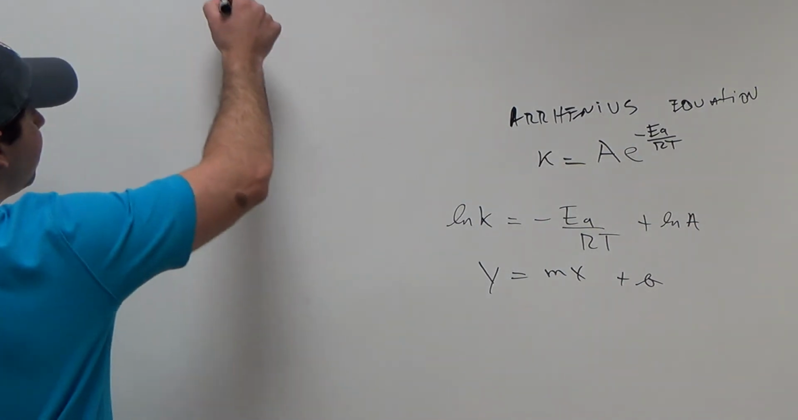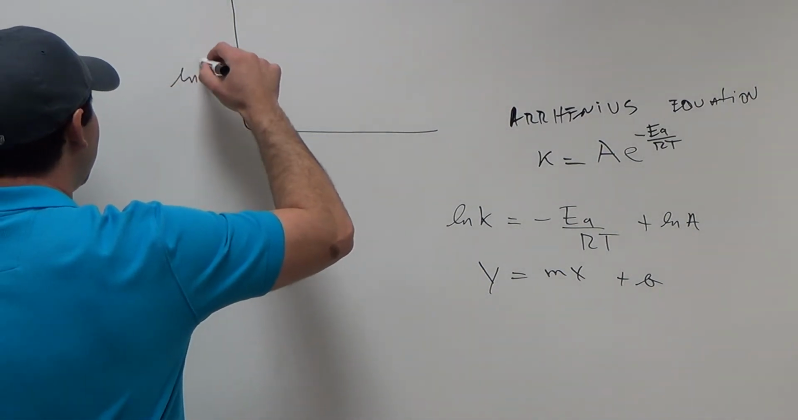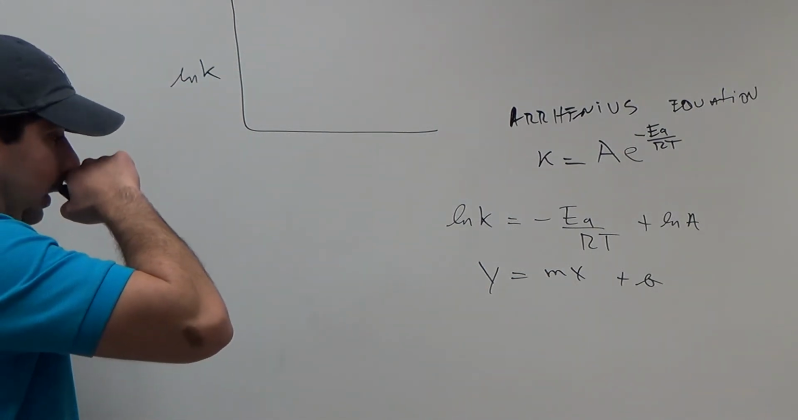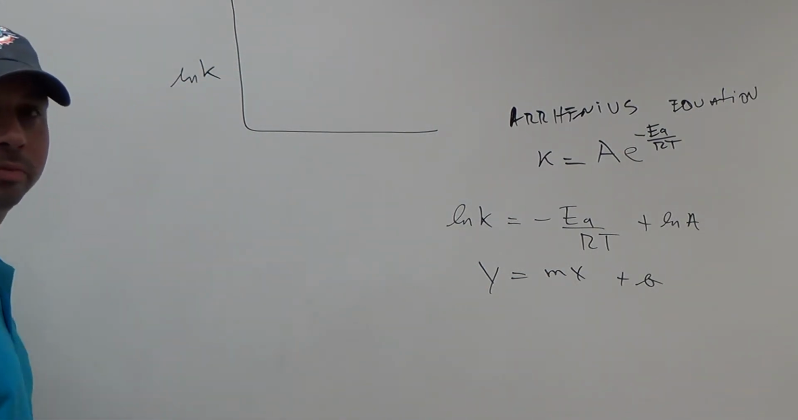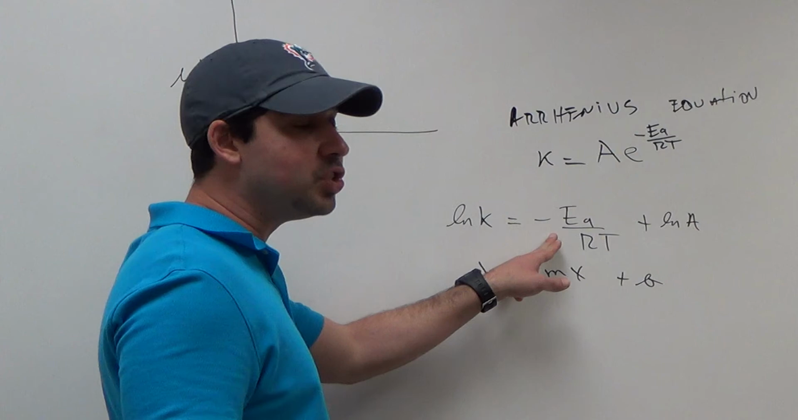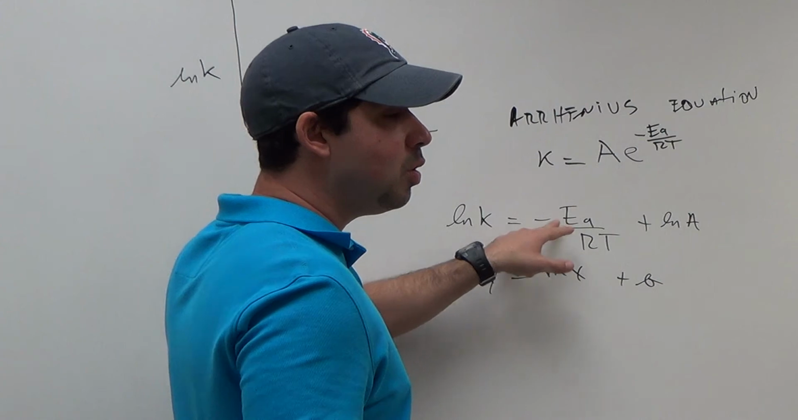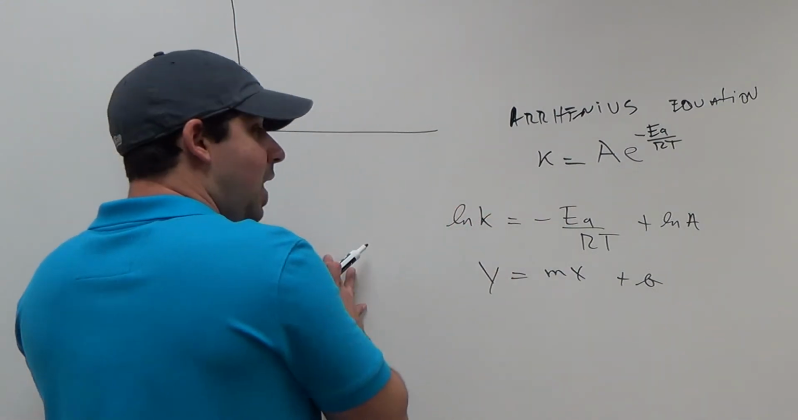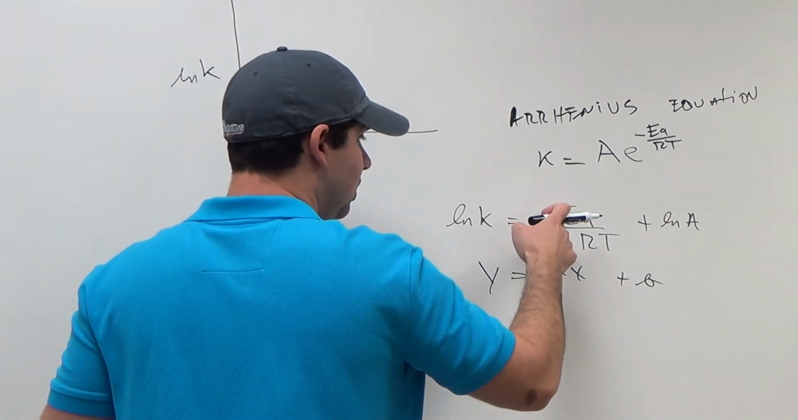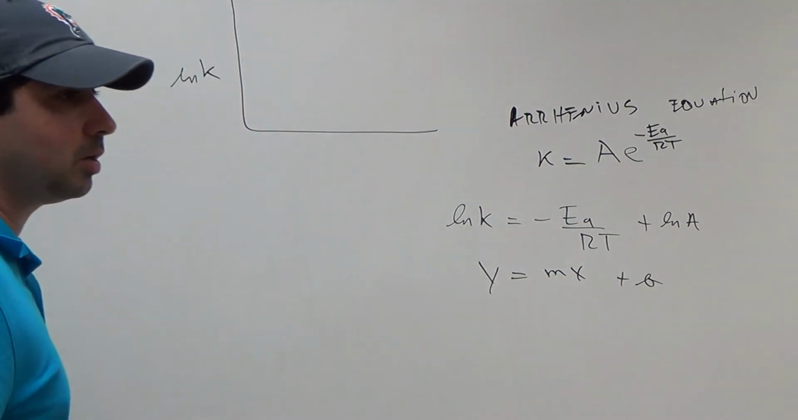When I draw this graph, what's going to be on the y-axis? ln of k. And what is going to be on the x-axis? Okay, does the energy of activation change? Is this number changing? No. This number is not changing for the specific reaction. One reaction has one energy of activation and another reaction has a different energy of activation, but this is for one reaction, yes? Does that number change? No, it does not. So this number is not changing.